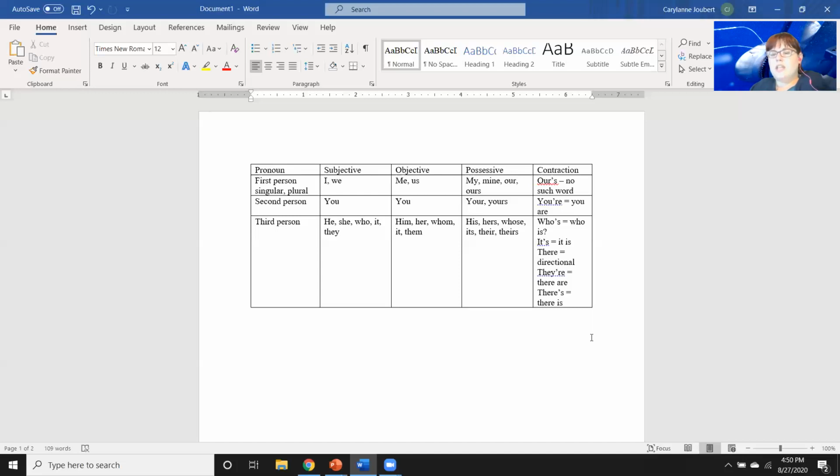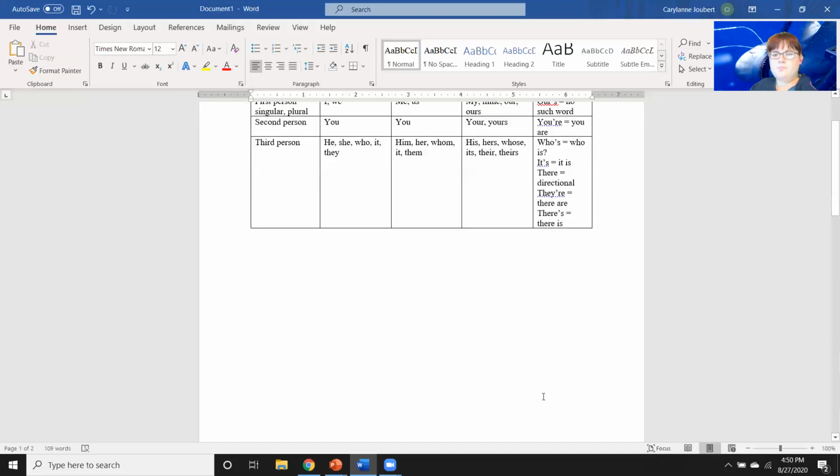So they follow the exact same idea: if you can break them apart and they make sense, then you're actually looking at the contraction, which is the word you need. If you are looking and it doesn't make sense, then you need the possessive pronoun without the apostrophe.